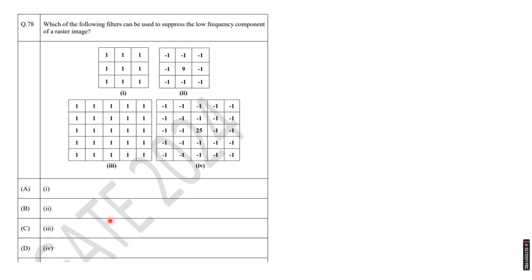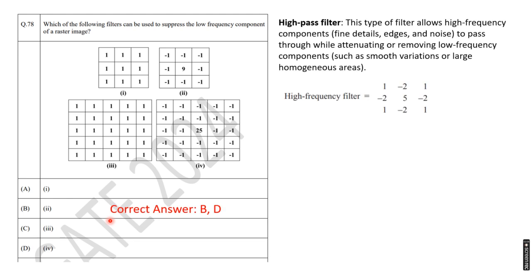Because the sum of coefficients is almost equal to 0, which is a sign of high pass filters. So what we have to do is suppress the low frequency, so we have to select the high pass filter. In a high pass filter, the central pixel value will be very high, that's why it will give us the sharp edges and the changes which are happening very sharply. All the other values will become around zero. So that's why options 2 and 4, which represent B and D, are correct.